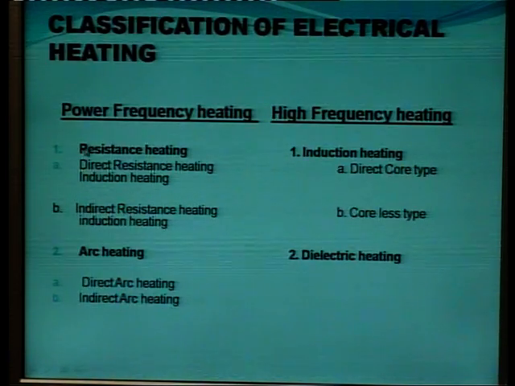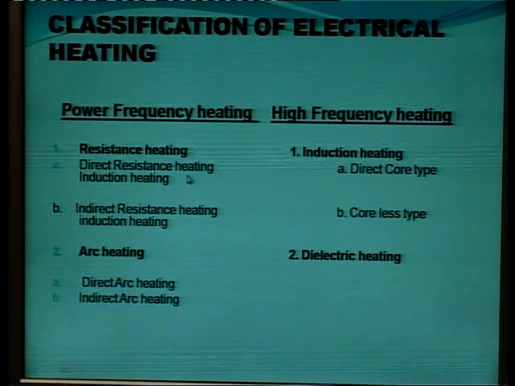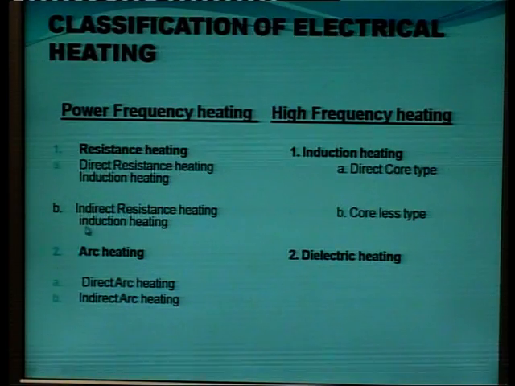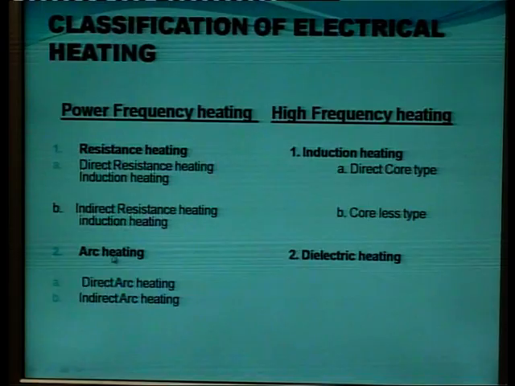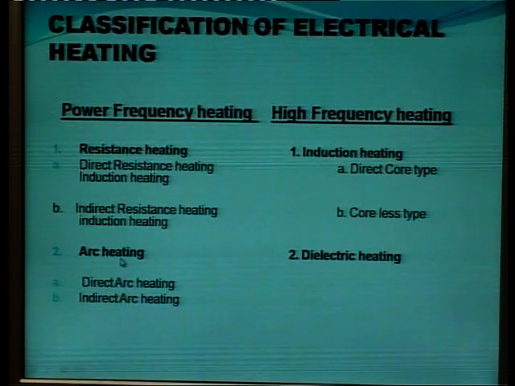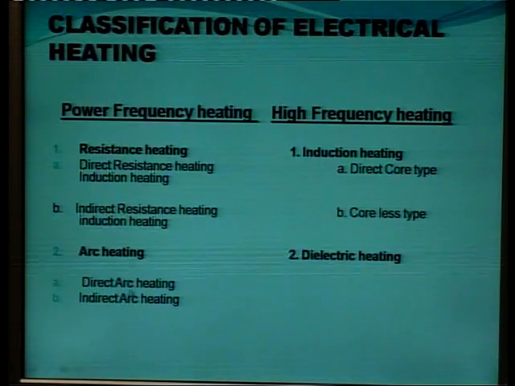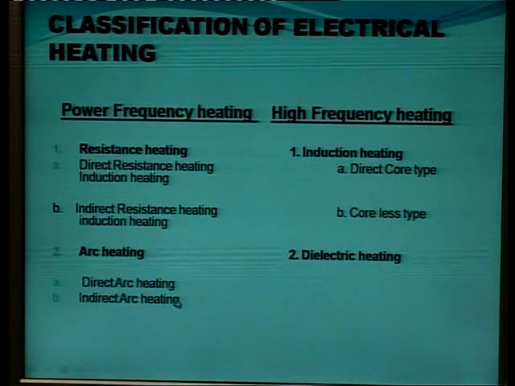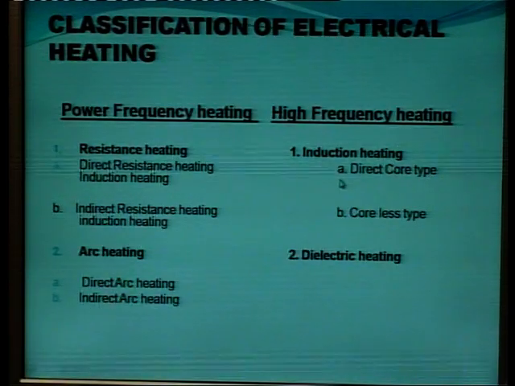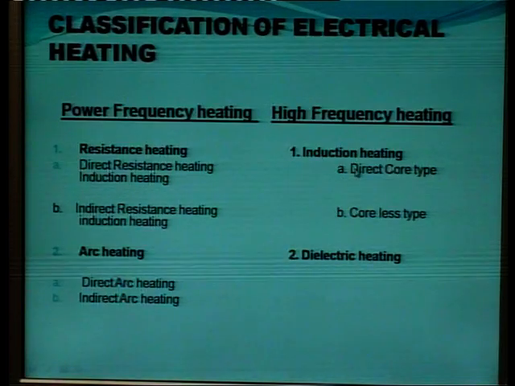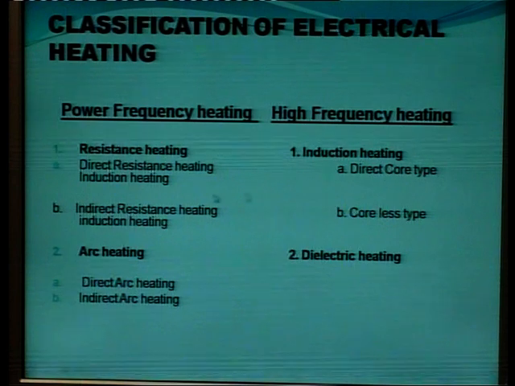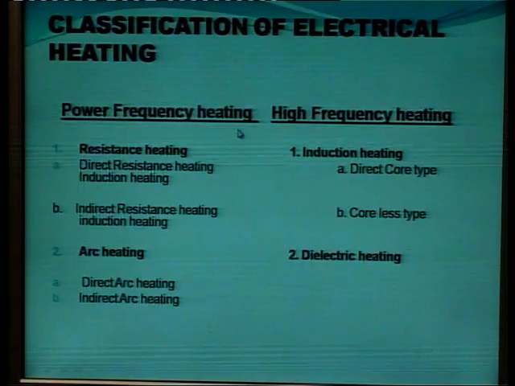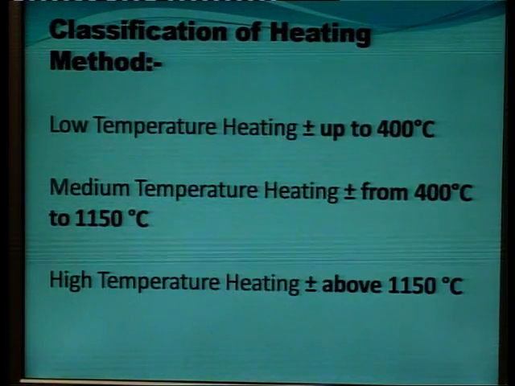Now again, let us discuss. Resistance heating is categorized into two types. The first is direct heating and the second is indirect heating. Similarly, arc heating is categorized into two types. The first is direct arc heating and the second is indirect arc heating. In induction heating, there are two categories. First is direct core type induction heating and second is coreless type induction heating. In this way, let us discuss all these methods of electric heating one by one.